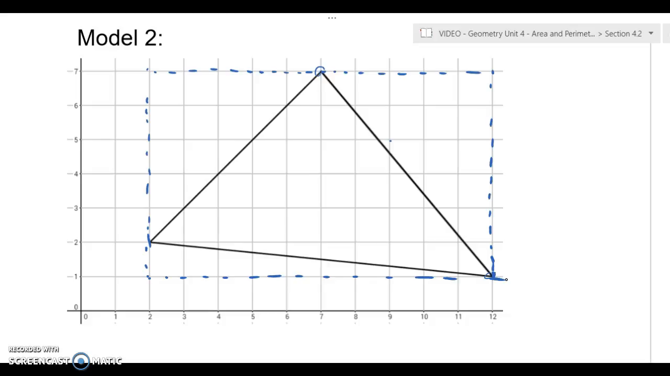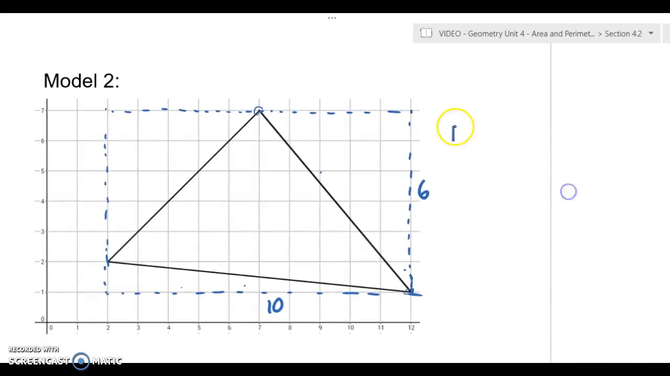But to do that, we need to know the dimensions of the rectangle first. So let's see, we've got 1, 2, 3, 4, 5, 6. And we've got 1, 2, 3, 4, 5, 6, 7, 8, 9, 10 for that side. So together, the area of that rectangle is going to be 60. So I know at a maximum the area of that triangle can be 60, but I know it can't be, because there are some things I'm not actually going to use. So we're going to take away those triangles that we're not using.